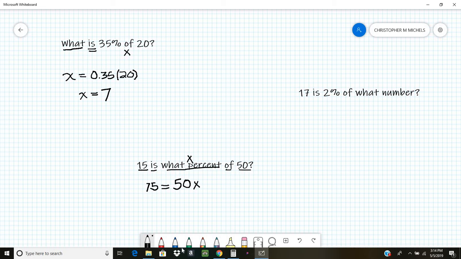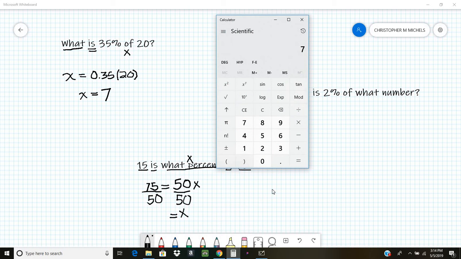So 50x means 50 times x, and we want to know what x is. Well, to solve for x, we divide by 50. Okay, here's where I think proportions outshines algebra a little bit if you're not familiar with the algebra method. So then we take this 15 divided by 50. Okay, again, I'm going to cheat and use my calculator here just to make sure I get the number right. Let's see, so 15 divided by 50, that gives me 0.3.